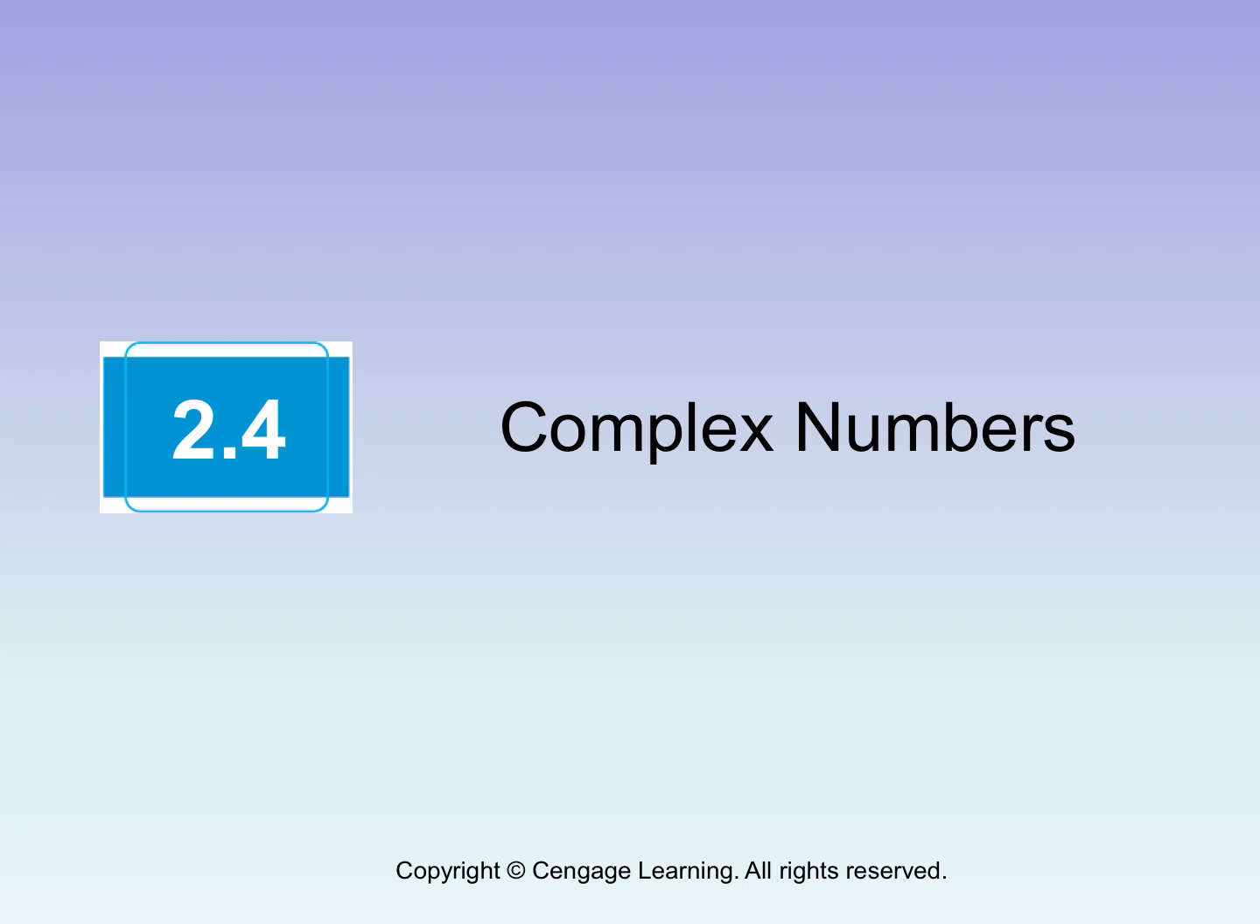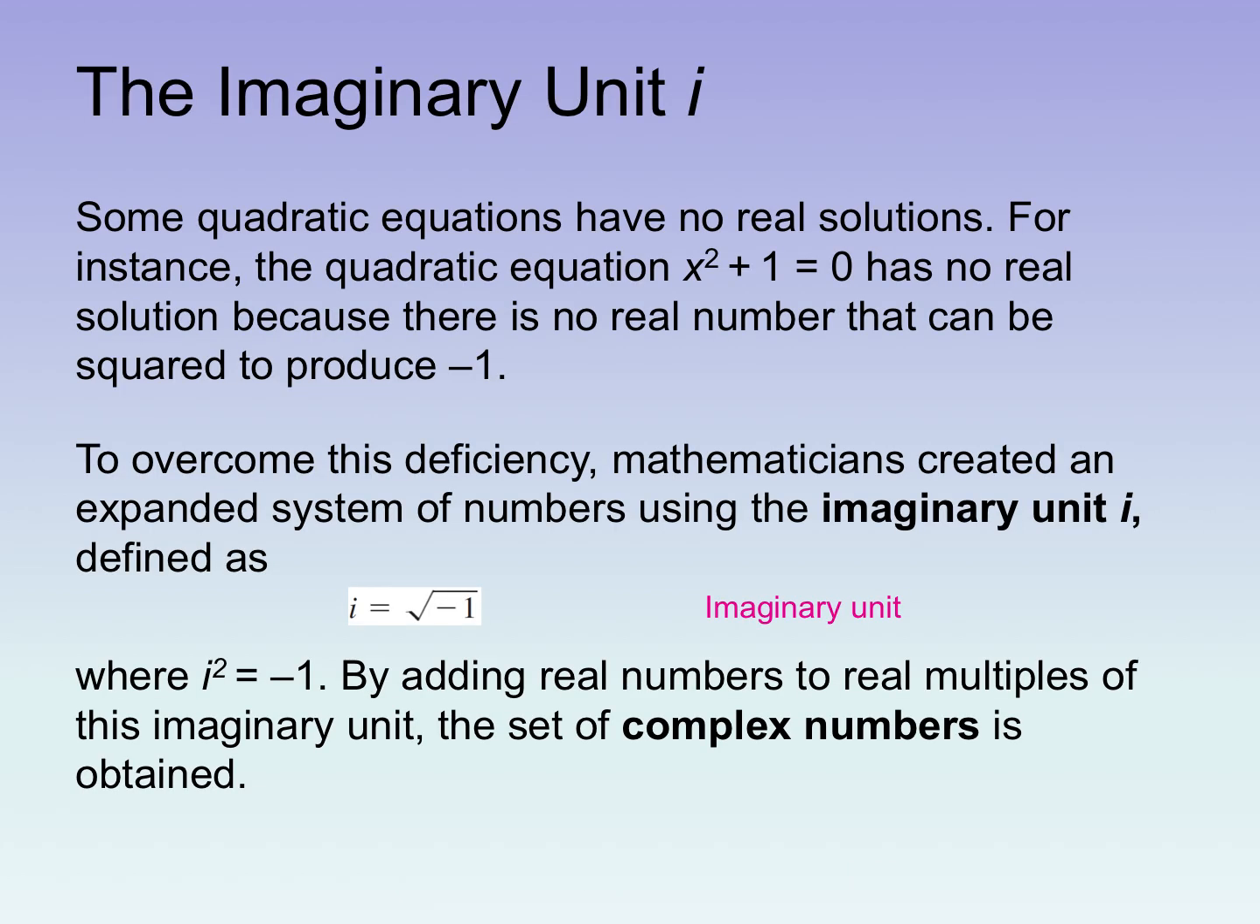All right, 2.4, we're going to talk about complex numbers. So complex numbers are square roots and imaginary numbers. We've kind of talked about square roots before. We're going to really focus on imaginary numbers for this section.